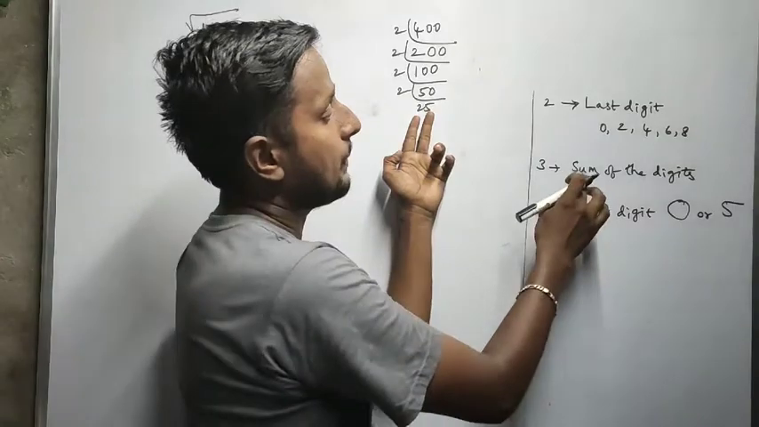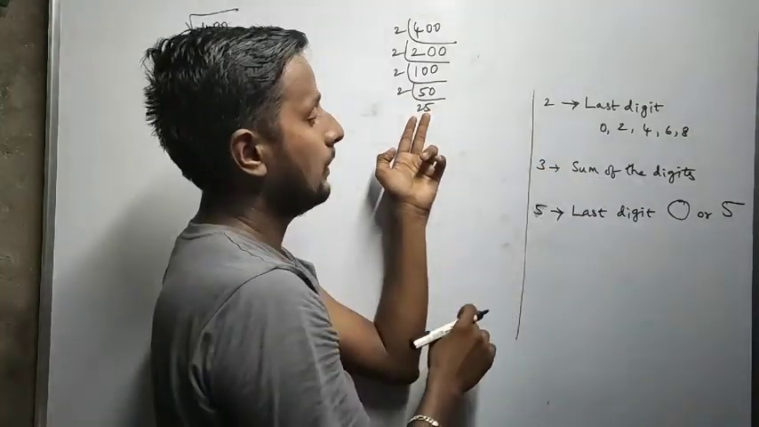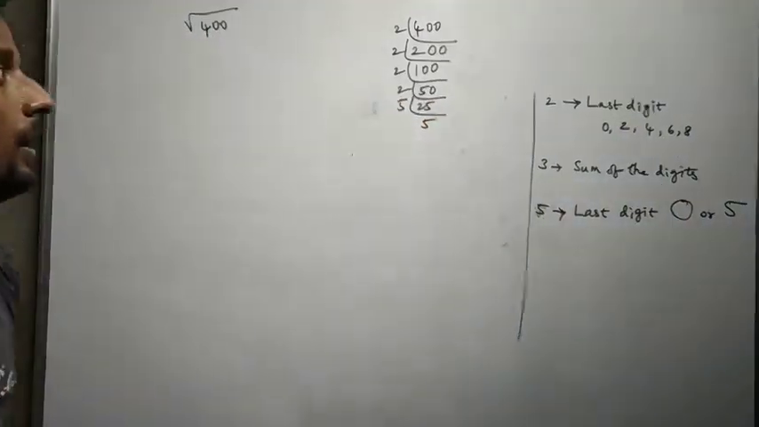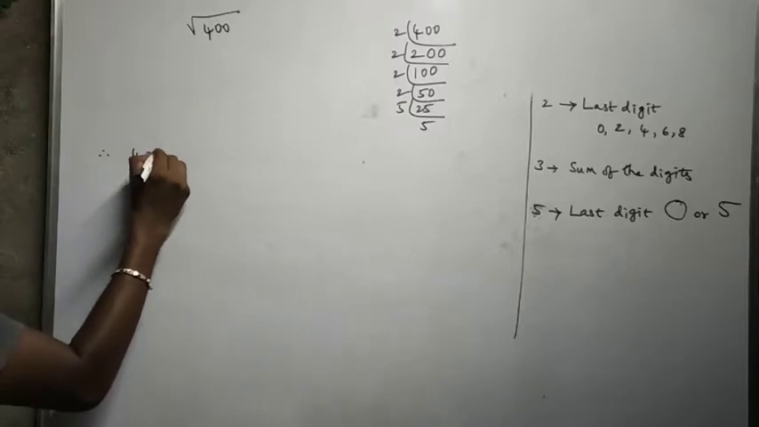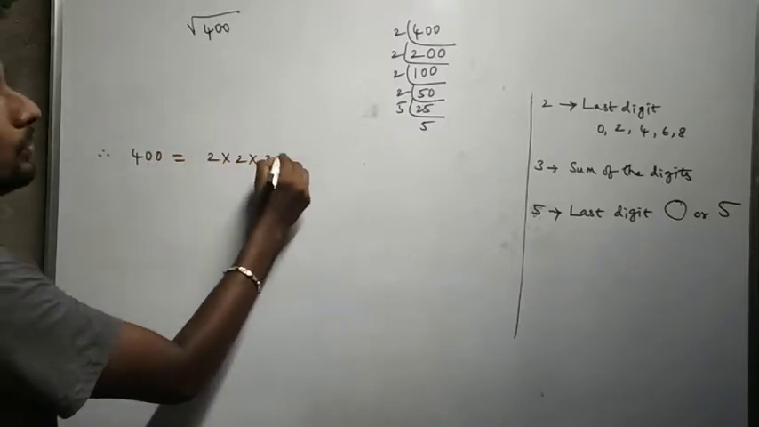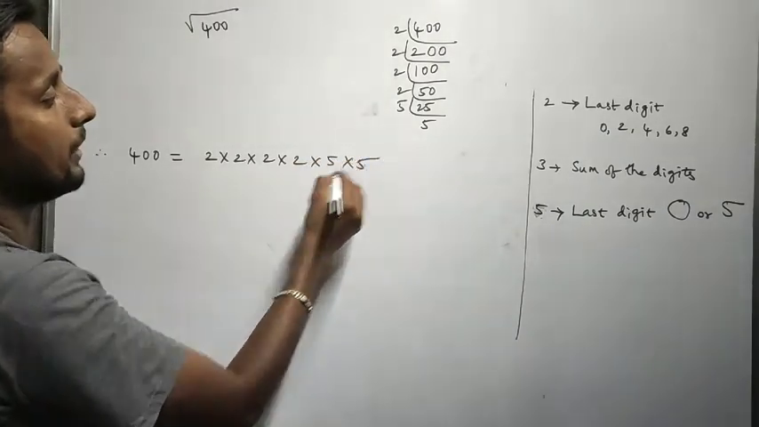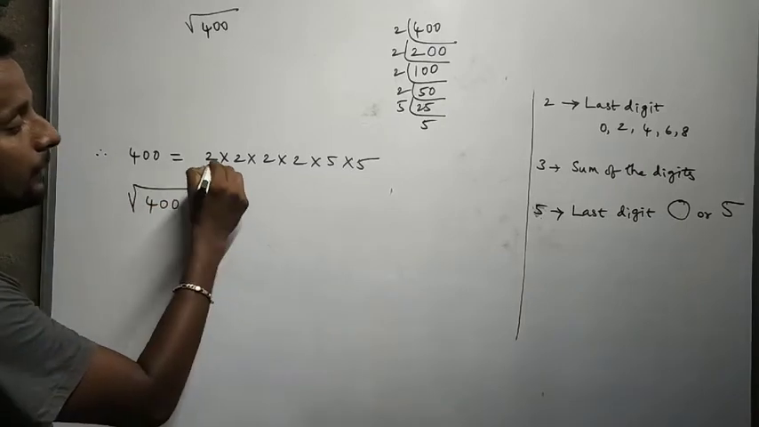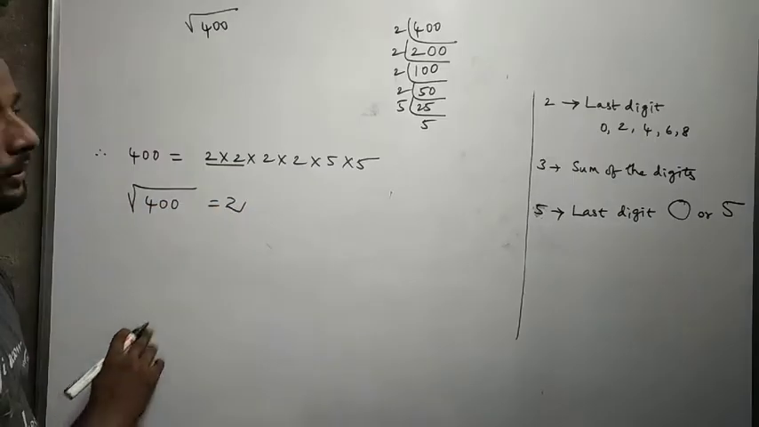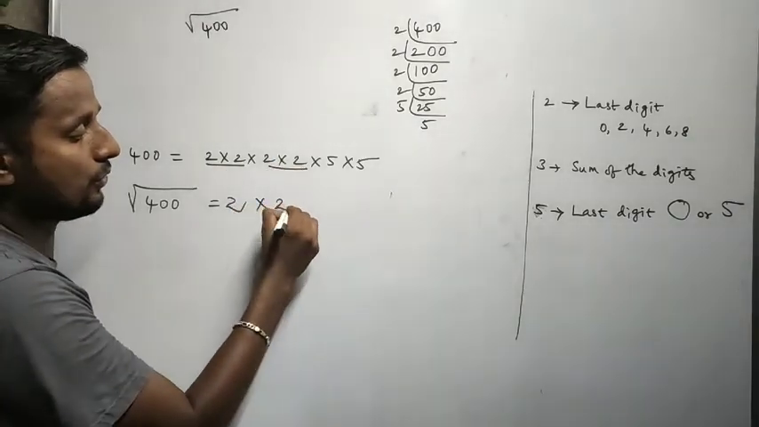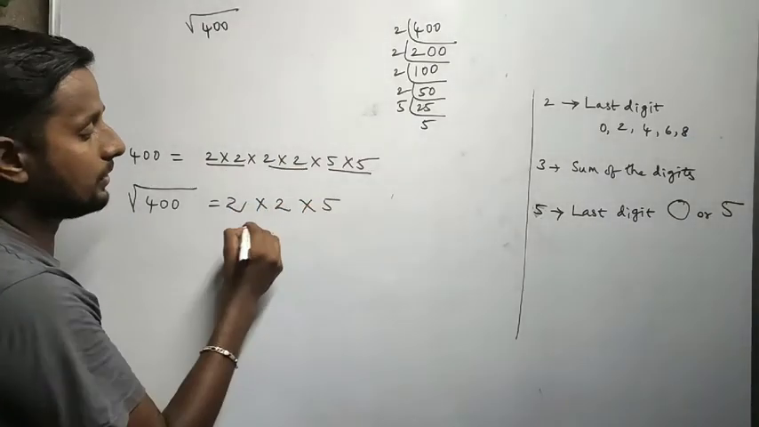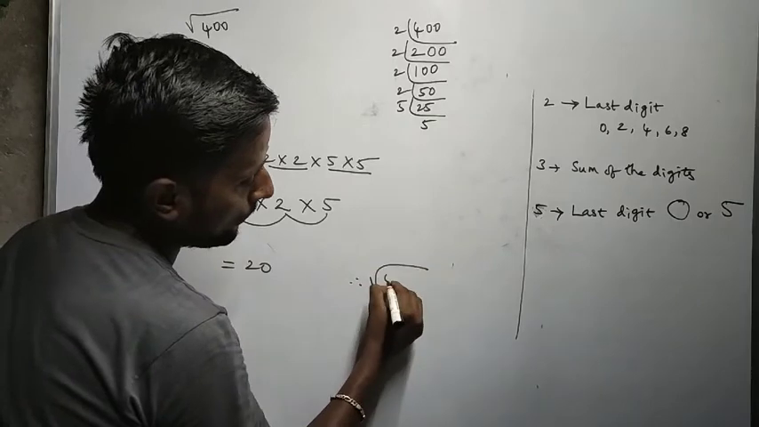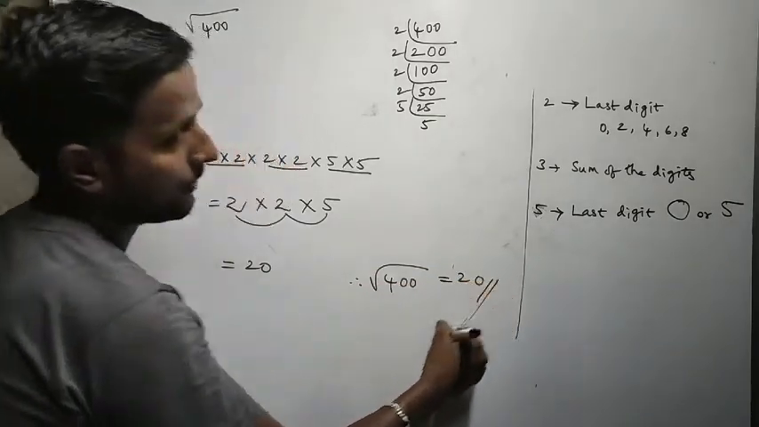And 2 plus 5, the sum of the digits is 7, so it is also not divisible by 3. So the last digit is 5, okay, it is divisible by 5. 5 5s are 25. So therefore I'll write 400 is equal to 2 into 2 into 2 into 2 into 5 into 5. But if I write the square root of 400, then for every two same numbers I'll write only 1. Again 2, again 5. We know 2 2s are 4, 4 5s are 20. So therefore the square root of 400 is equal to 20.